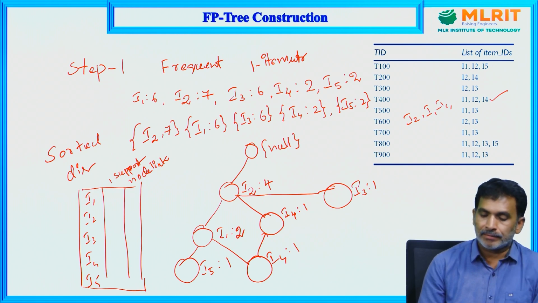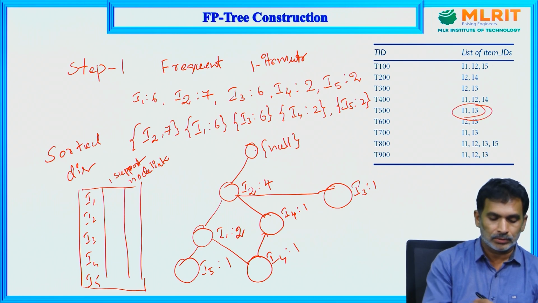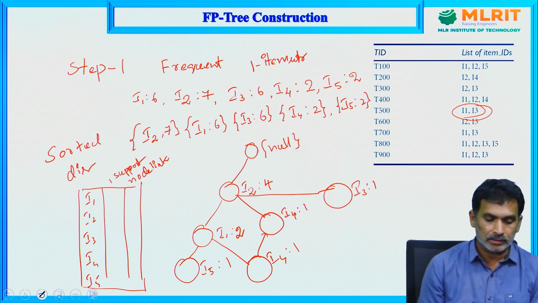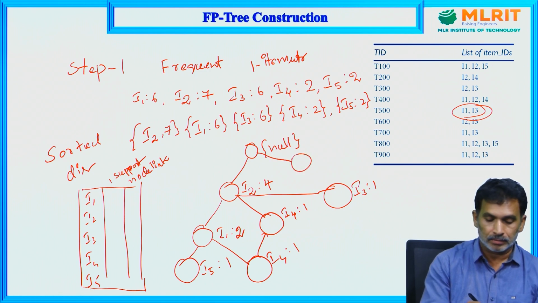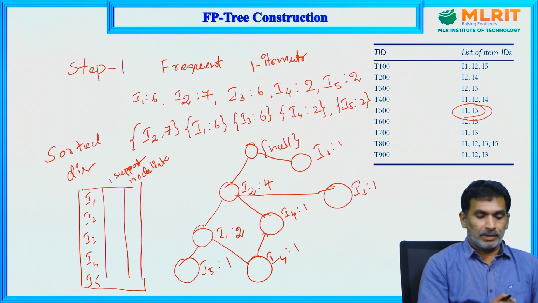So this is the way we will create a frequent pattern tree. For example, if you take the next transaction, I1, I3, there is no path to the node I1 from the root. So we have to create I1 with its frequency and then I3. Okay. So this is the way we will construct the frequent pattern tree.